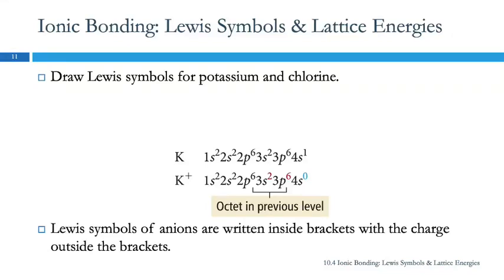So let's look at ionic bonding and Lewis theory. Let's draw Lewis symbols for potassium and chlorine. Well, potassium is capital K, and how many valence electrons does potassium have? What group is it in? Group 1, 1 valence electron. Chlorine? How many valence electrons does chlorine have? 7. 1, 2, 3, 4, 5, 6, 7.